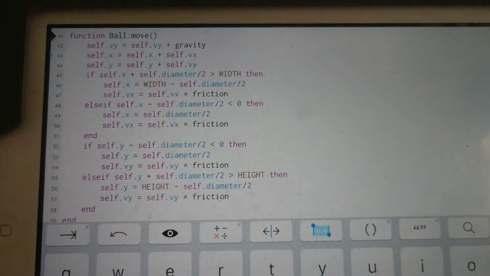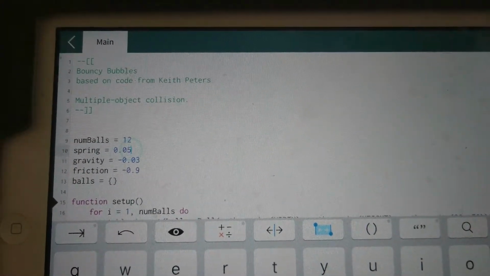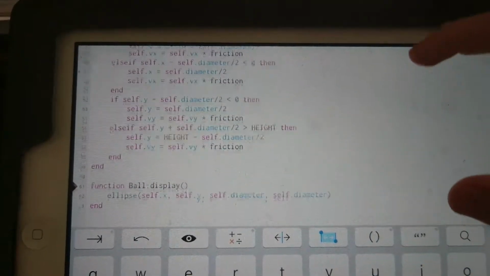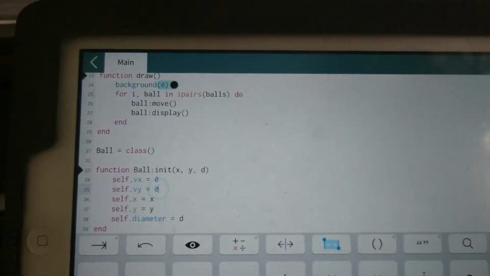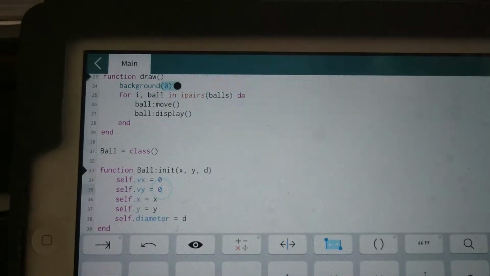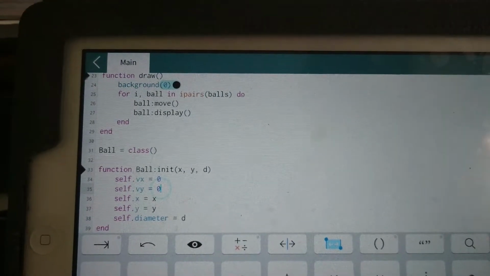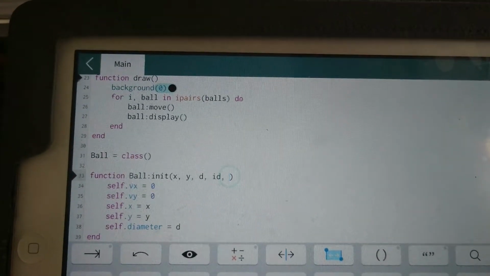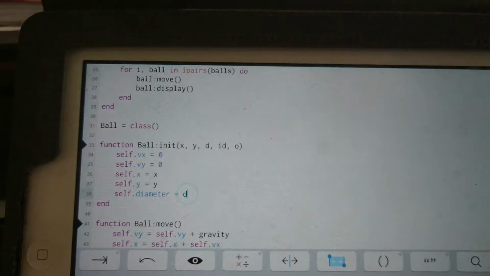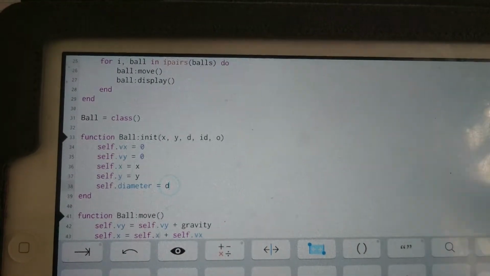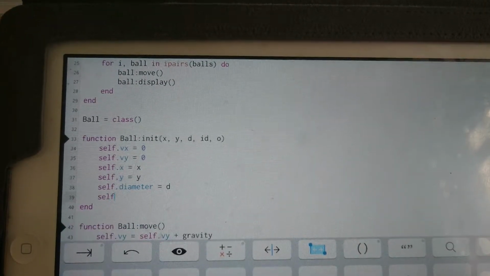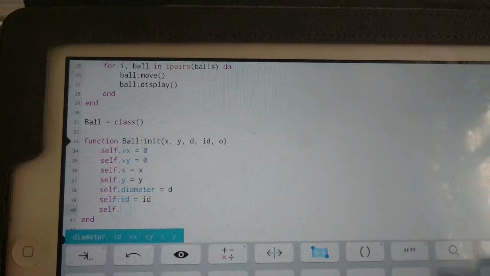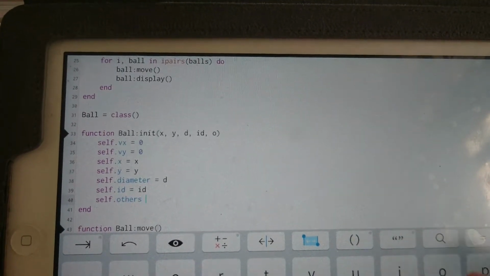Okay, so first, here we go. Now I'm also gonna have to add some properties to the ball. What I'm going to do is add some arguments here. I'm gonna add an ID and other balls. So I'm just going to say self.id equals ID and self.others equals O.